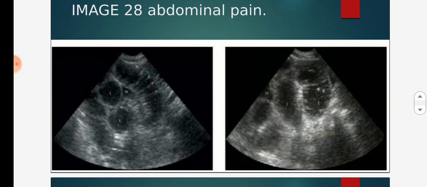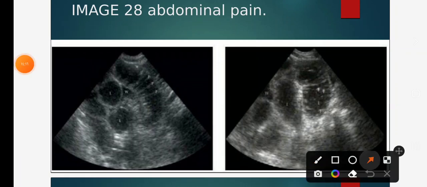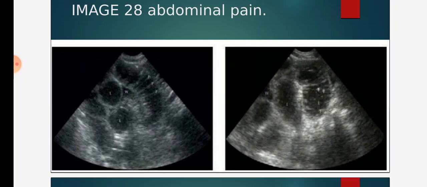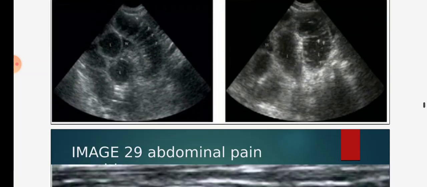The patient complains of abdominal pain during the scan. I see dilation in the internal bowel. Internal bowel dilation on ultrasound is called small bowel obstruction. The feature of small bowel obstruction.